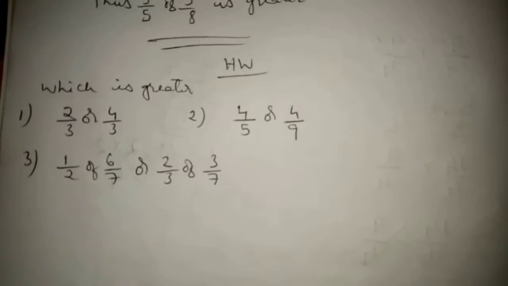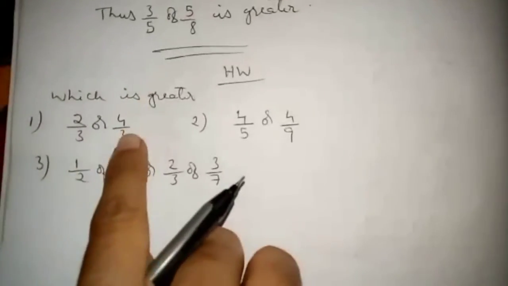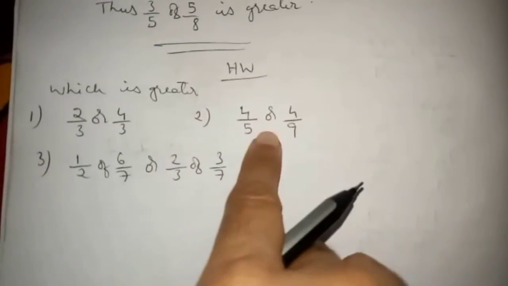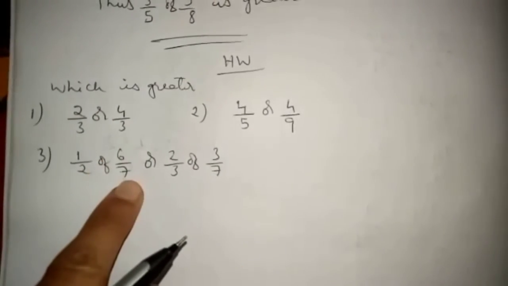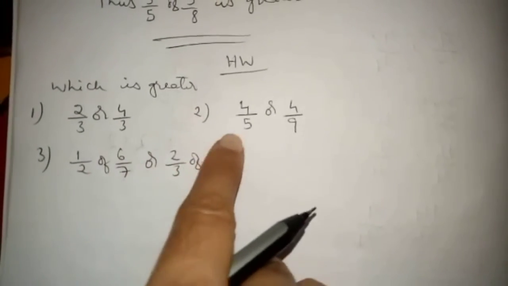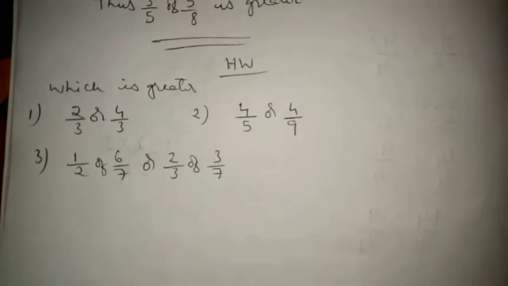Understood? Students, take down some homework problems. You have to say which is greater. First, 2 by 3 or 4 by 3. Second one, 4 by 5 or 4 by 9. Third one, 1 by 2 of 6 by 7 or 2 by 3 of 3 by 7. So solve these questions in your homework book. Thank you.